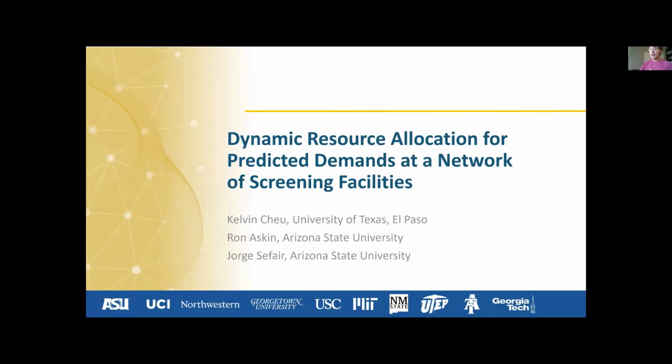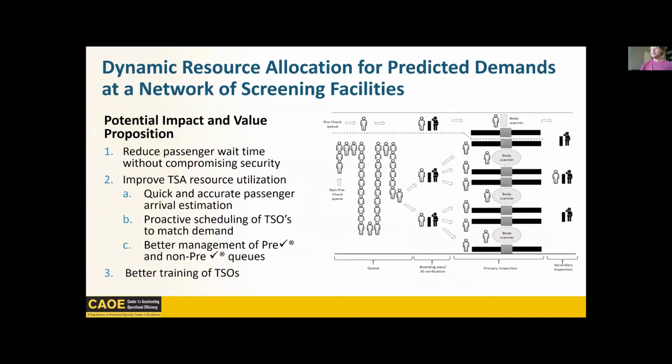We also have a group at ASU, joint with folks at University of Texas, El Paso. So Professor Jorge Sefer leads this effort along with Ron Askin and Kelvin Chu, where they've been doing dynamic resource allocation for predicted demands at a network of screening facilities. And you can interpret this as we're trying to predict how many people come to the airport. And the reason we want to do this is because if we can figure out how many people come to the airport, we're hoping that we can better allocate resources to reduce passenger wait time without compromising security.